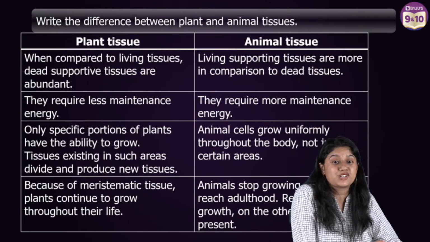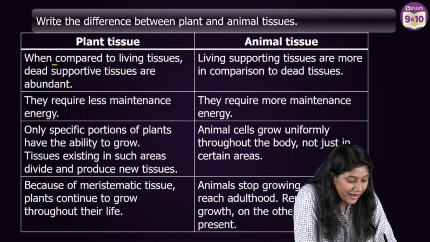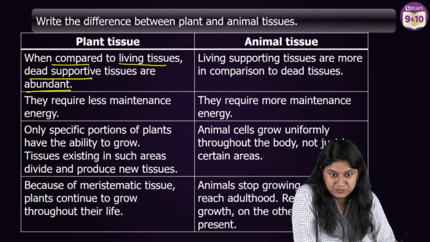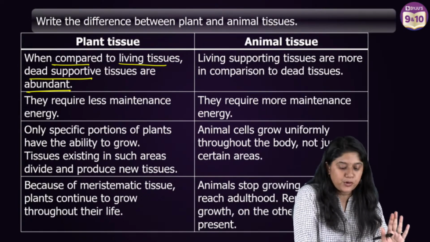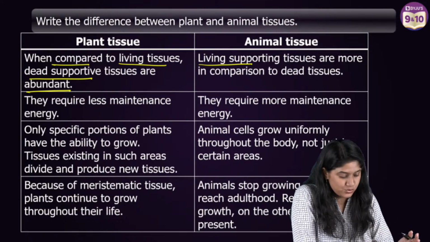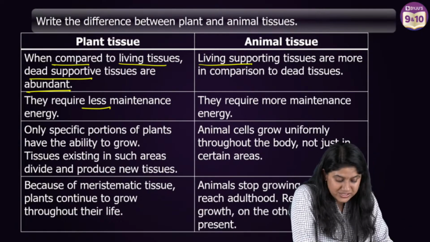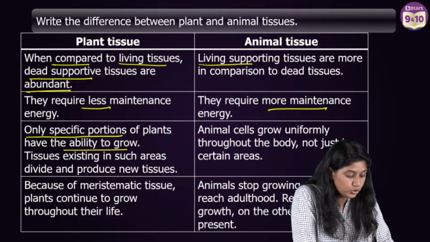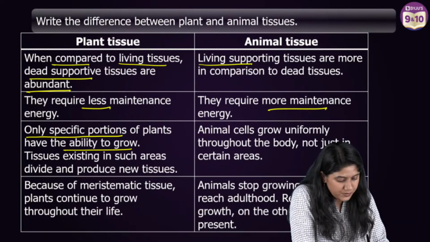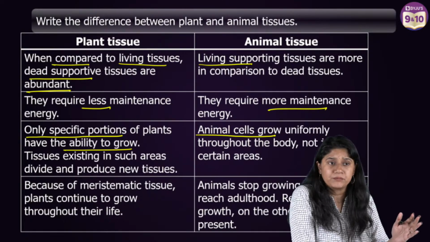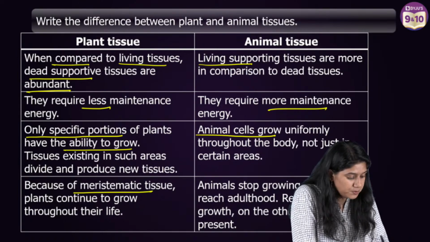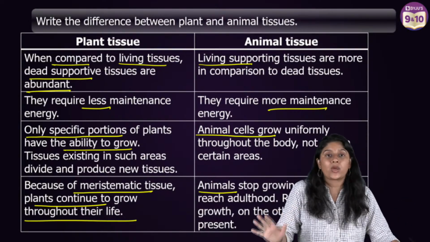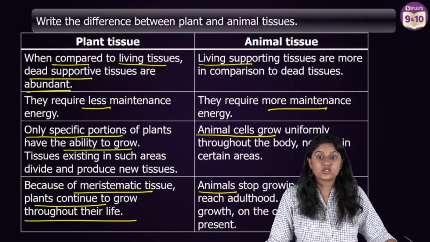Very good, everyone. We're talking about the tissue. So here we have, compared to the living tissues, dead supportive tissues are also present in the plant tissues. In animals, living supporting tissues are more as compared to the dead tissues. They require less maintenance, whereas in animal tissues we require more maintenance. Only specific portions of plants have the ability to grow, whereas in animals they grow uniformly throughout the body. Because of the meristematic tissues, plants continue to grow throughout life, whereas in us, animals stop growing once they reach adulthood.